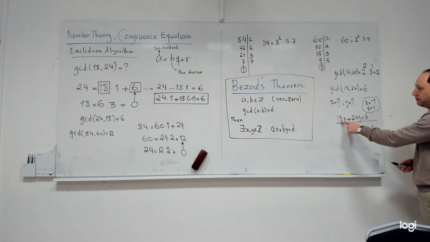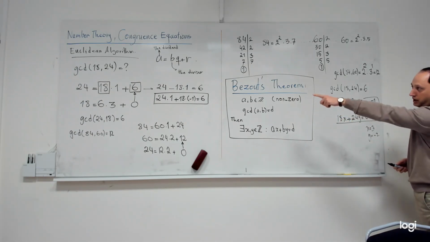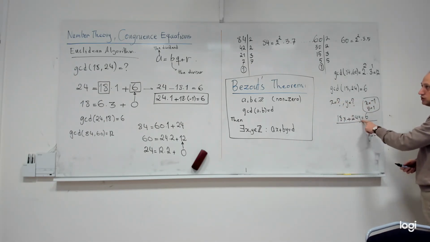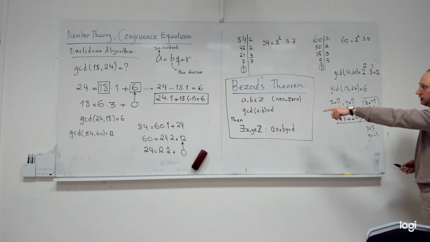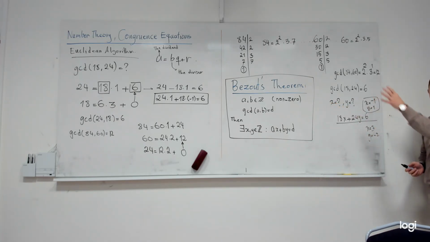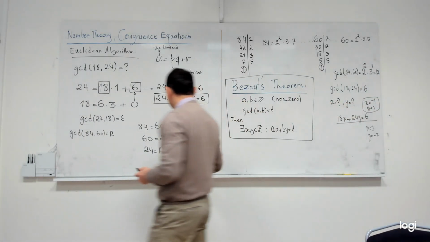Comparing these two, I can immediately guess x and y. x is the coefficient of 18, which is minus 1. And y is the coefficient of 24, which is 1. So we were able to guess this solution. Is that clear? But this is just one particular solution. And I told you that I don't want to go deeper into that because we will not be able to finish other parts.